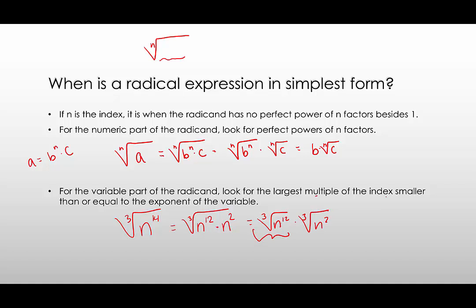To simplify the variable part with the exponent, we divide the exponent by the index. 12 divided by 3 is 4. That becomes the exponent, and that is the cubed root. So the cubed root of n to the 12th is n to the 4th. n to the 4th becomes the coefficient, leaving behind this cubed root of n squared. And we want to make sure when we are dealing with radicals that aren't square roots, we're including the index each time. So notice each time I'm putting that index of 3.